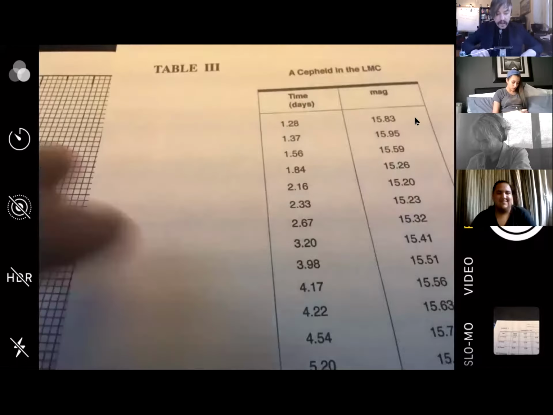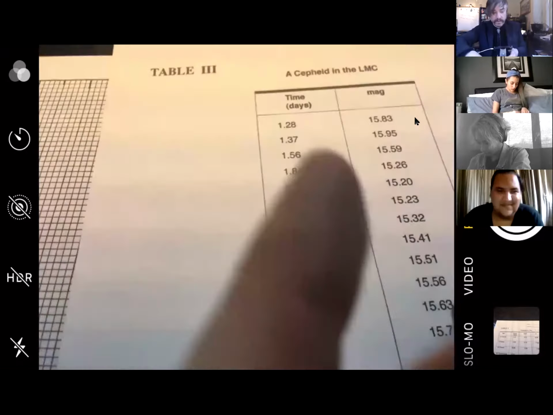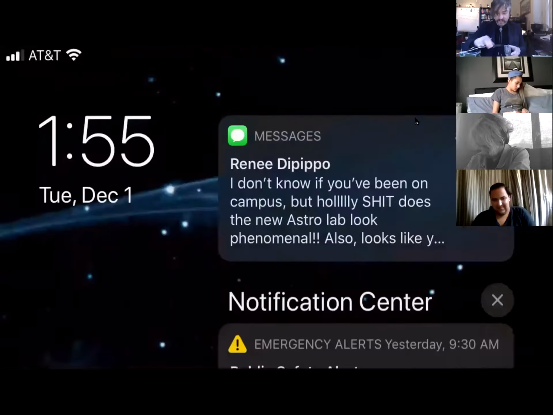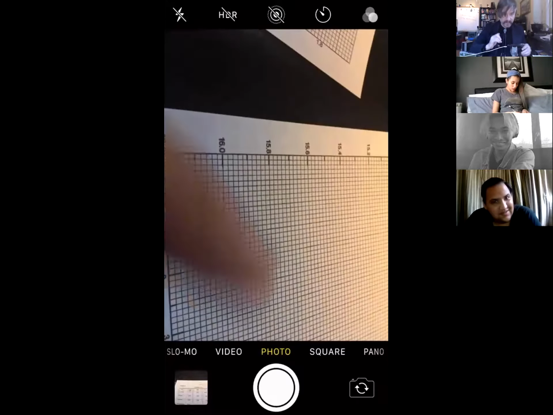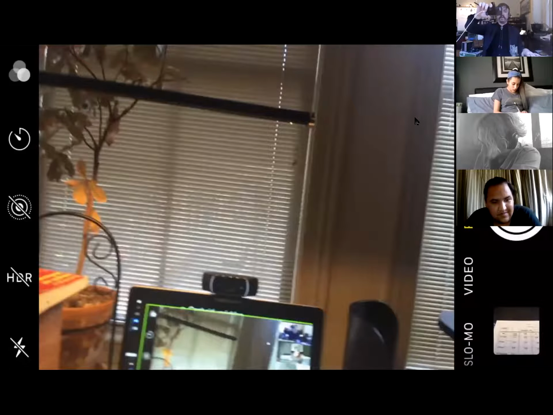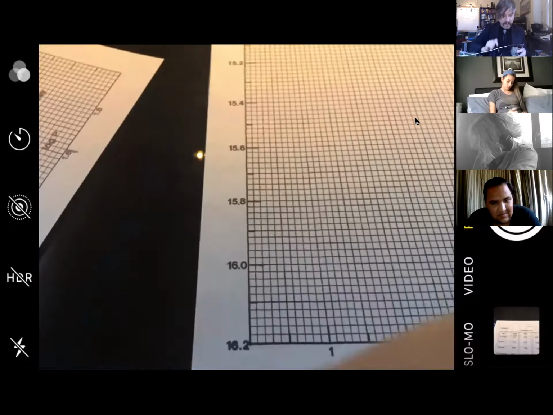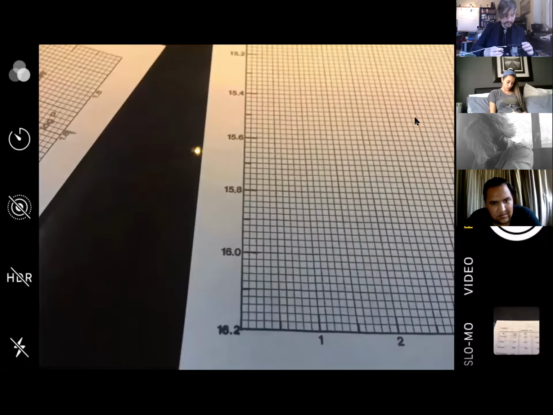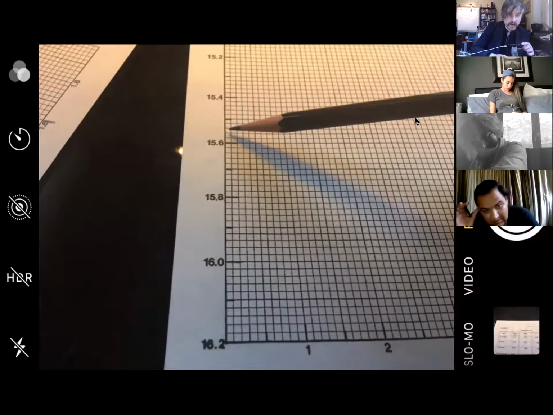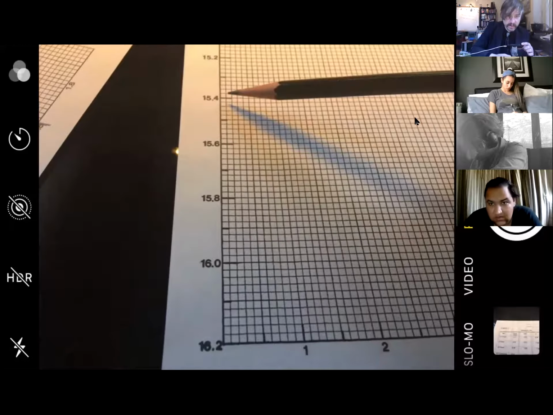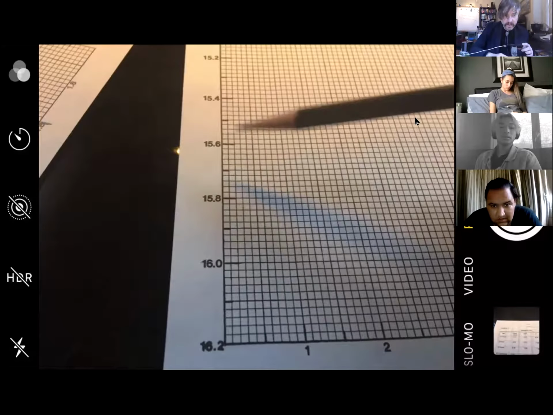Okay. Guys, I want you to be careful on this plot. You have to be very careful. Okay, sorry. Guys, I want you to be very careful with this plot. Do you guys see how it gets smaller as it gets taller? That's going to mess you up.